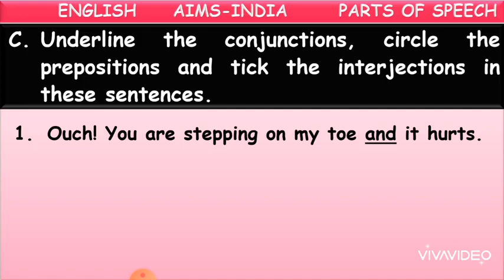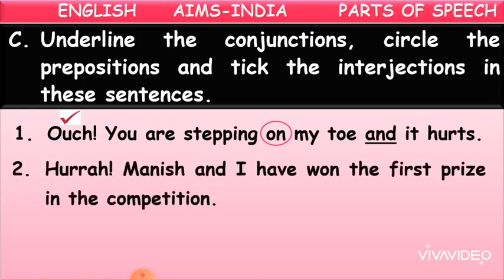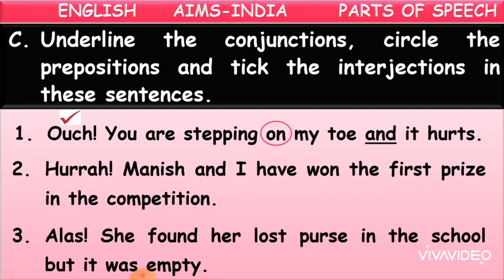So what are the conjunctions? As we said, they are the joining words. What are prepositions? They tell the relations between the noun and the pronoun. And what are interjections, children? They tell about a strong feeling. Okay, you remember these three? Yes. Now, the first one is done for you.